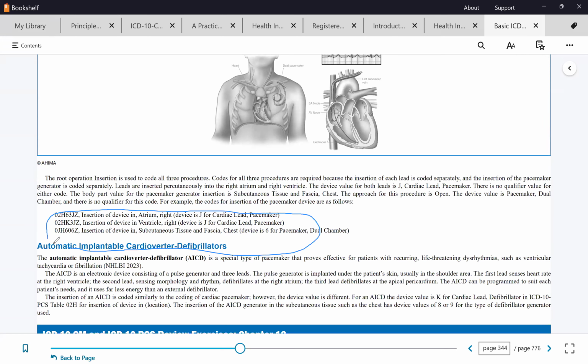So we have 02H6JZ, insertion of device in right atrium, J being for the cardiac lead. Pacemaker, we have 02HK3JZ, insertion of device into ventricle for the right ventricle. And then we have 0JH606Z, insertion of device, subcutaneous tissue and fascia, chest, the device being the pacemaker.